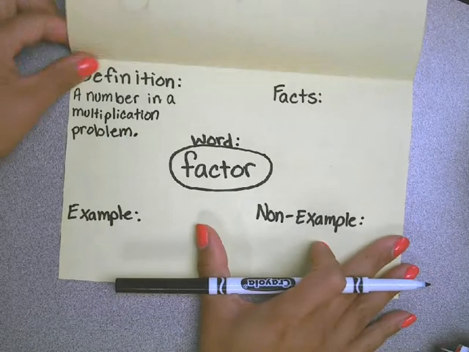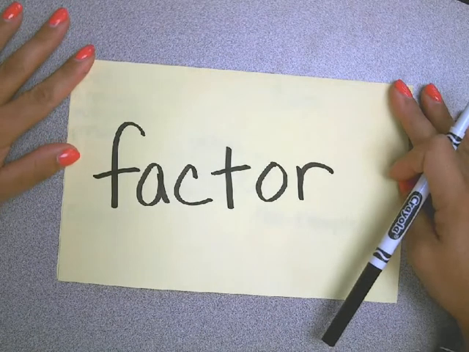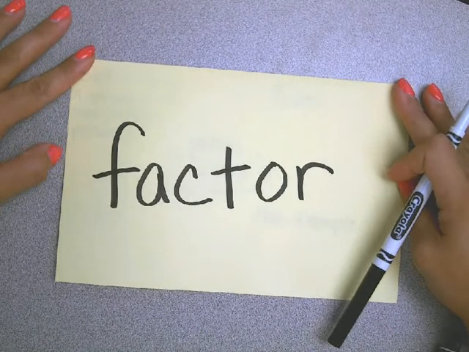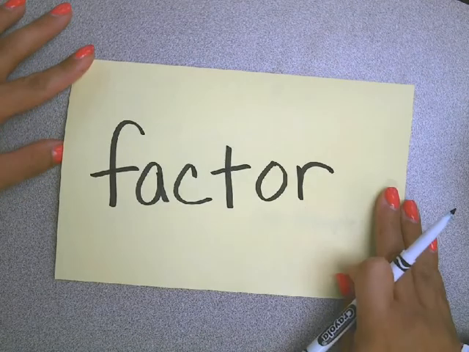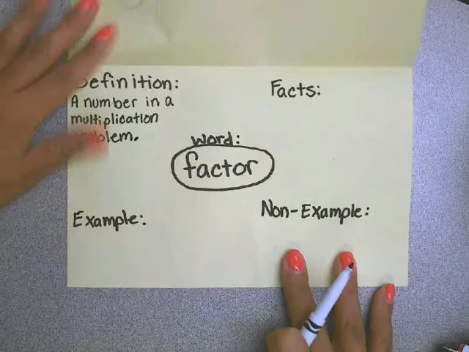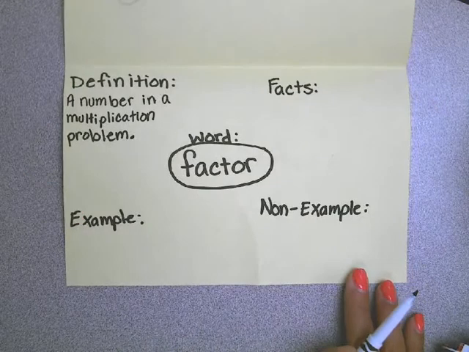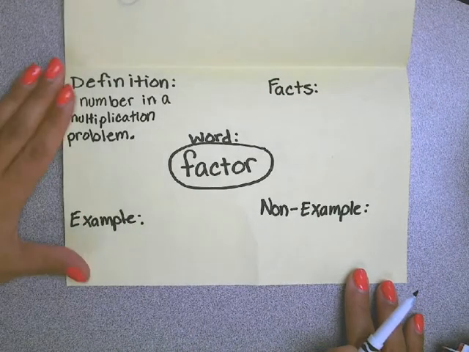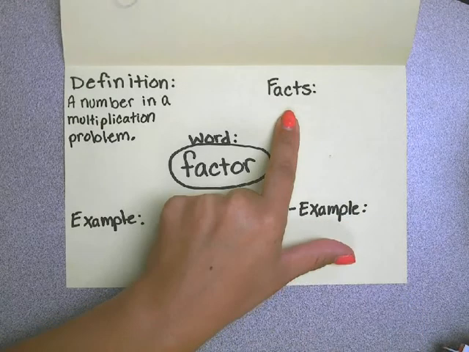Okay, so Isaiah, we started and we wrote factor. We're working on our vocabulary. See Miss Shaver's math notebook for an example. And on the inside, we're working on the inside. Okay? Sorry, I meant to start this earlier. Alright, what are some facts about a factor?